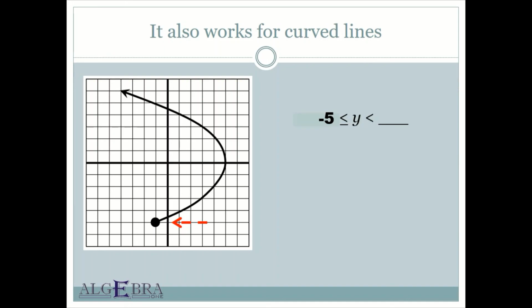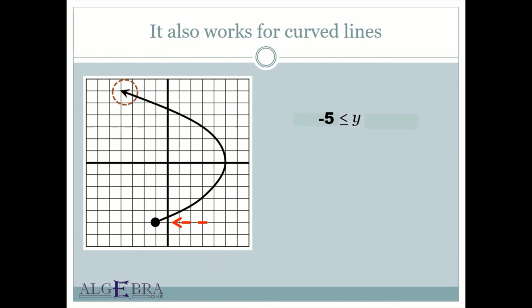Then we look up. Do I see an arrow pointing up on this graph? I do. That means the graph goes on forever and ever, and there is no upper limit, so I can erase it. So we're left with -5 is less than or equal to y.